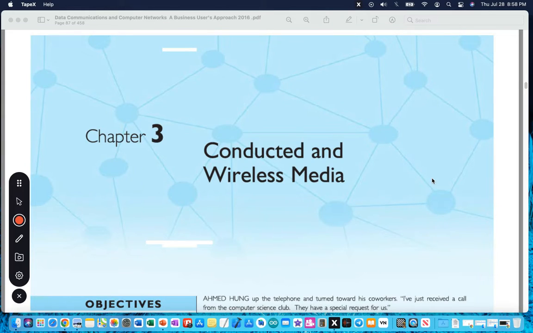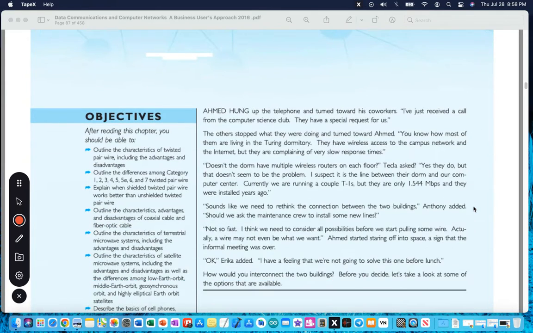Chapter 3 is about the medium. Communication medium. So it's talking about conducted, it means connected physically, and wireless, or not really physically connected, but through invisible medium, like microwave or infrared or something like that. So we'll go through that chapter really quick and skim it.